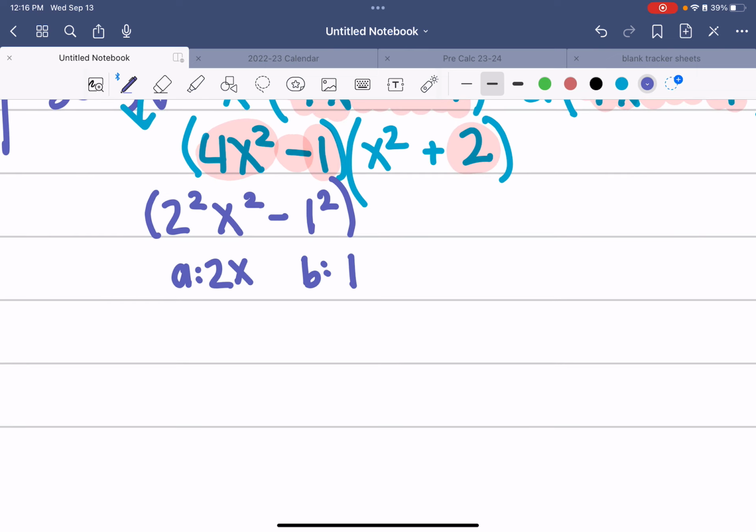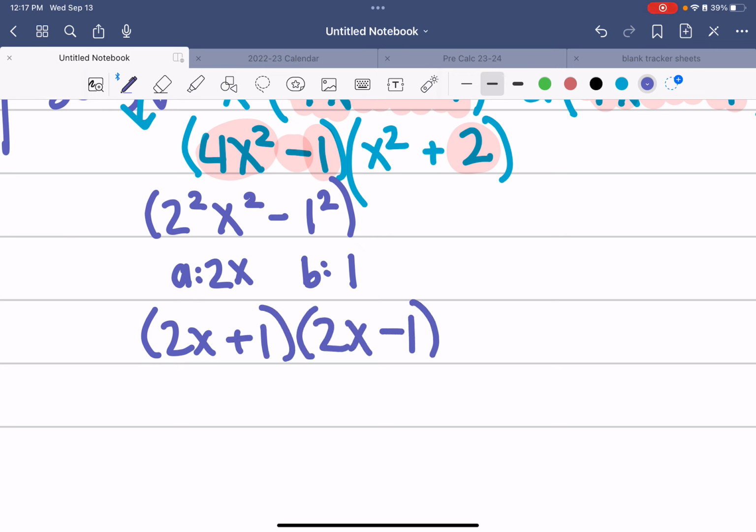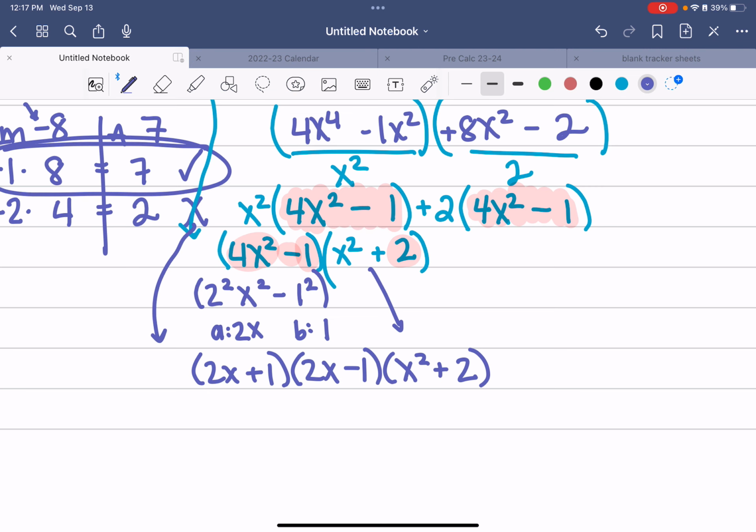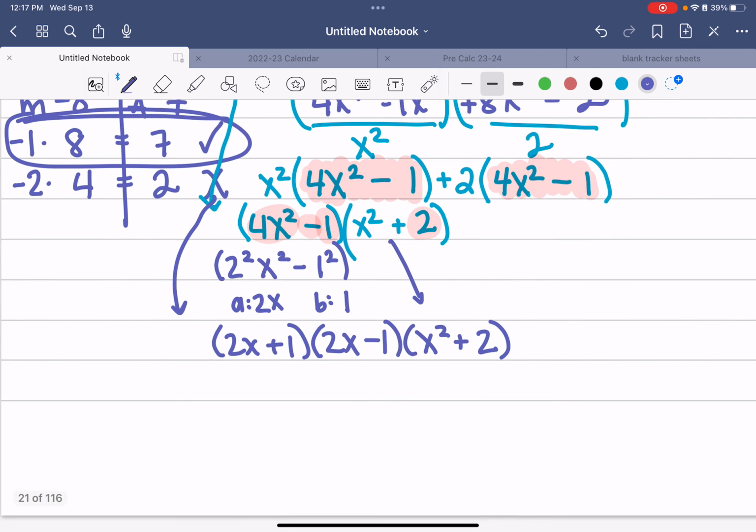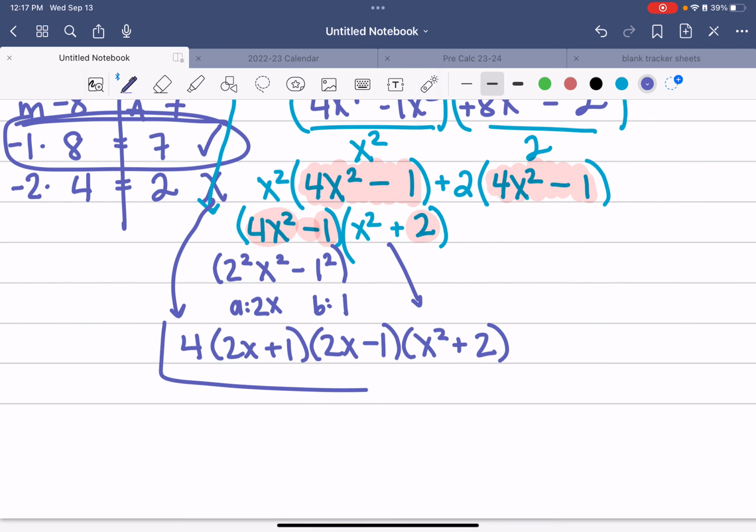So now I could just write a plus b times a minus b. And then don't forget our other factors. We still have this one here, x squared plus 2. And then don't forget our greatest common factor from the very beginning, which was a 4. And this is our answer. I hope this helps. Good luck.